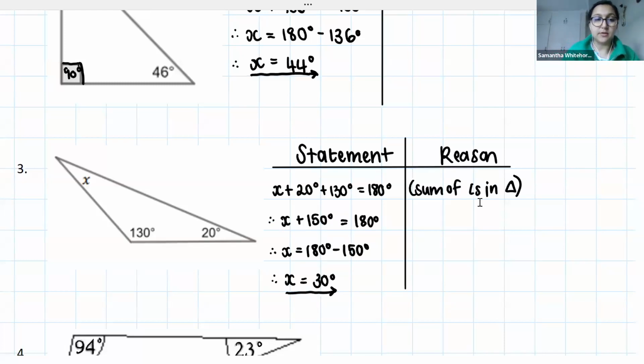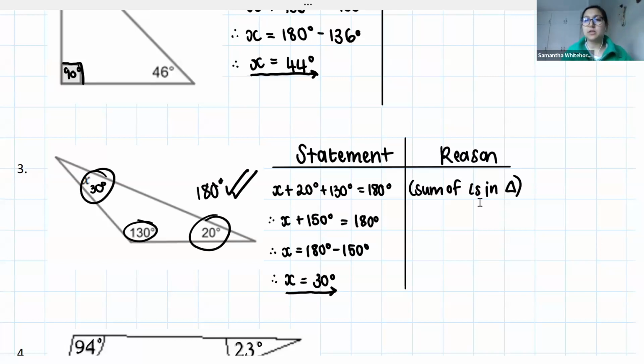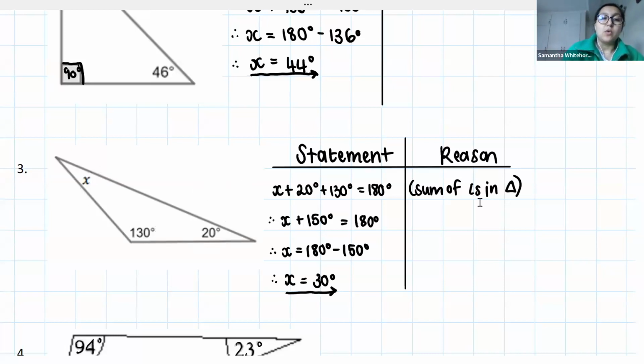Now double check yourself, guys. If we put 30 here, 130 plus 30 is 160, plus 20 is 180. We get what our sum of angles in a triangle should be, and so we know we've done our working out correctly. So you can double check yourself. Do double check yourself.